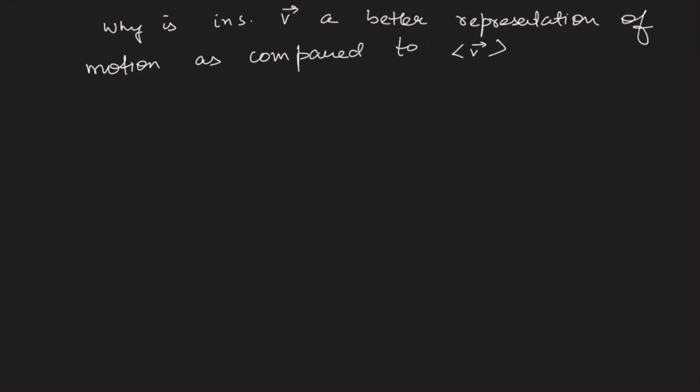So we'll take up a motion here. Let's say the position of a particle is given as t square minus 4t, the last one, t square minus 4t. Now I want to find out the average velocity between 0 to 6 seconds. Let's assume we are going to find out the average velocity between 0 to 6 seconds.